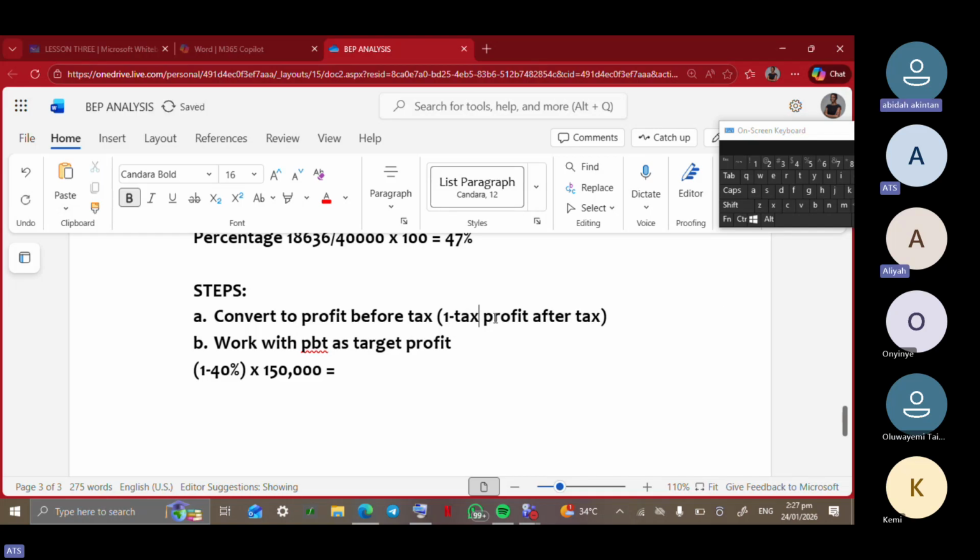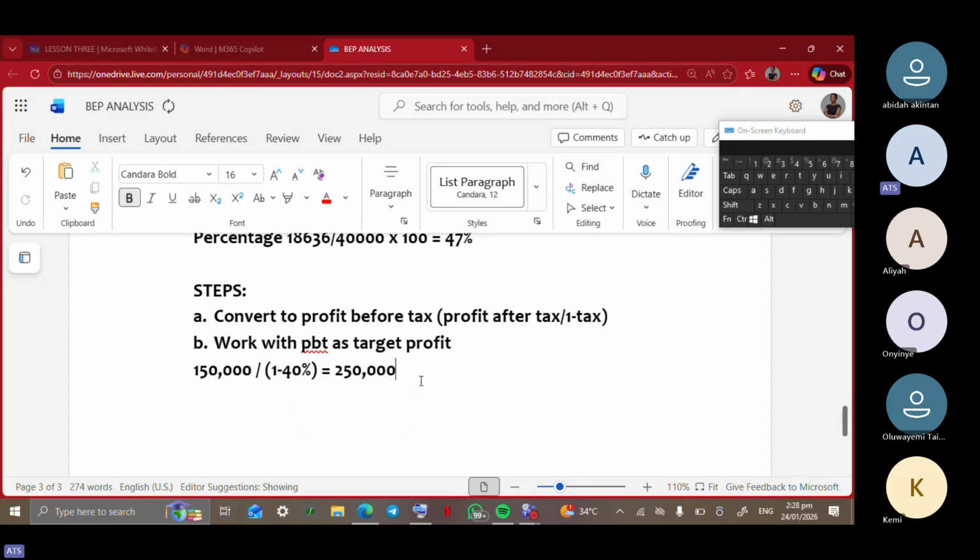This is not the formula. This is profit after tax. Profit before tax is profit after tax divided by 1 minus the tax rate. Yes, sorry, this is it. So profit after tax, 150,000, divided by 0.6. So what's the answer? 250,000. Yes, 250,000. Thank you.